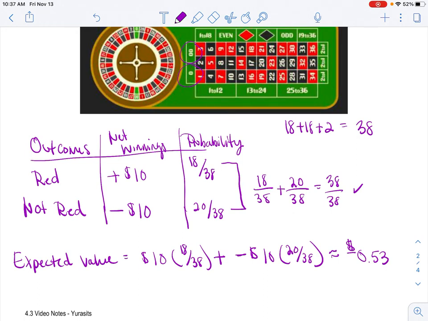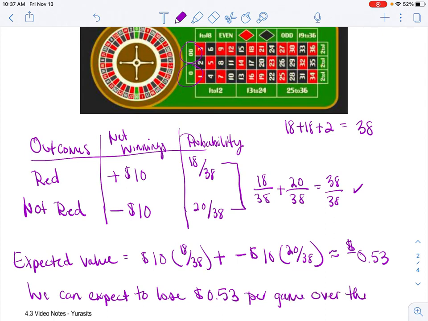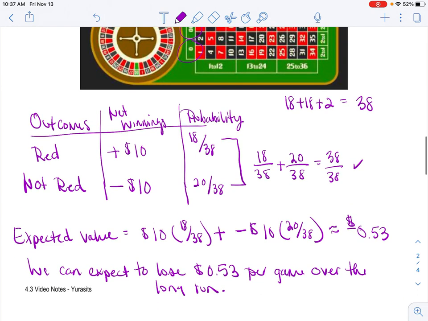And so what that's telling me, because it's negative, is we can expect to lose, and I don't have to put the negative since I used the word lose, 53 cents per game. And again, to be really clear, over the long run. This does not mean you play and you're going to lose 53 cents your first play. So if you sit there all night and you keep playing and you knew you should have walked away, you're probably going to end up losing.